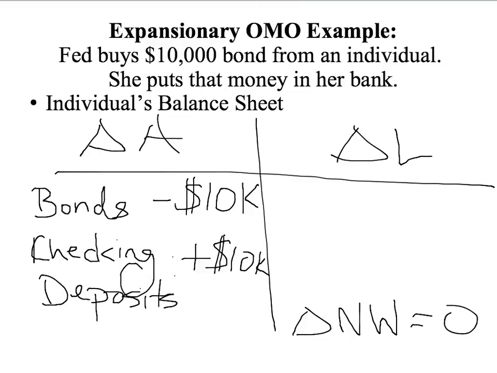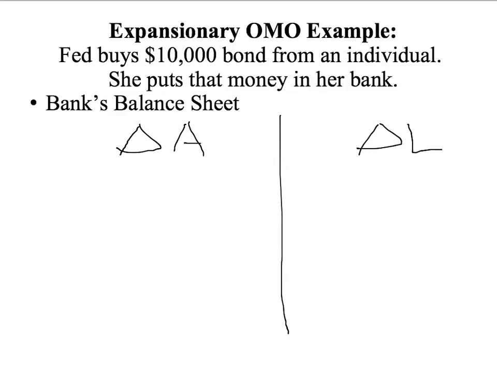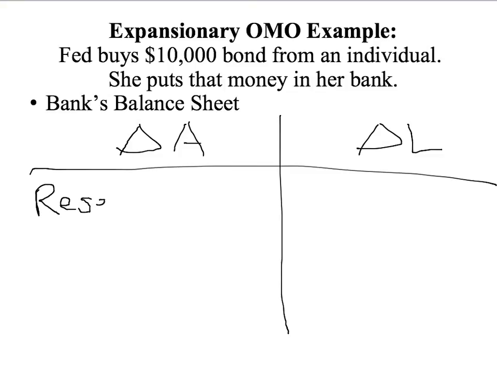And then our banks. So we see their change in assets, change in liabilities, and so we see when our individual puts the money in her bank, we're going to see an increase in the bank reserves. We can think that she just showed up with $10,000 of cash, and the bank has not yet had a chance to loan that money out. So we see an increase of the reserves of $10,000.